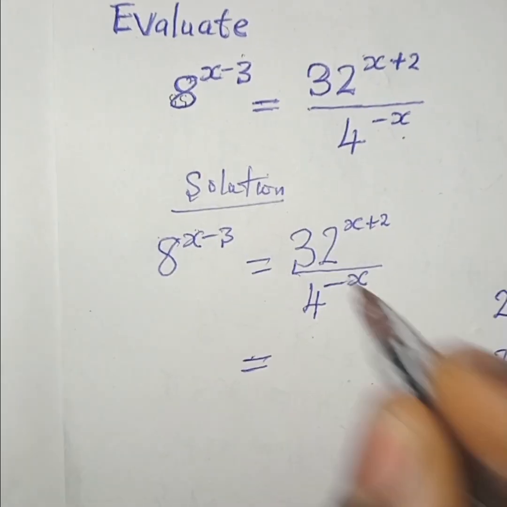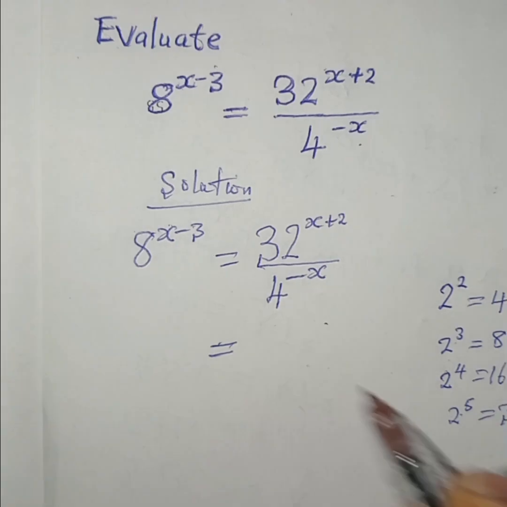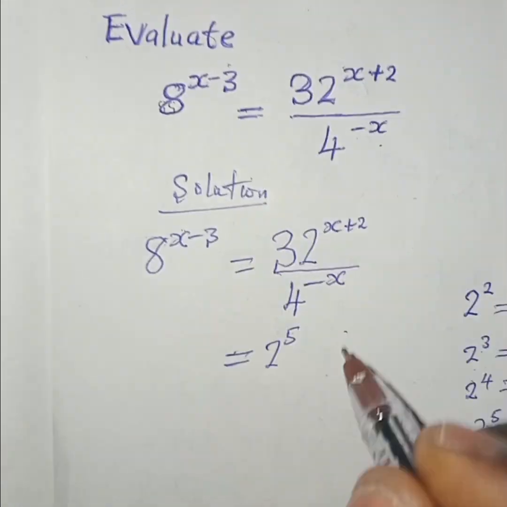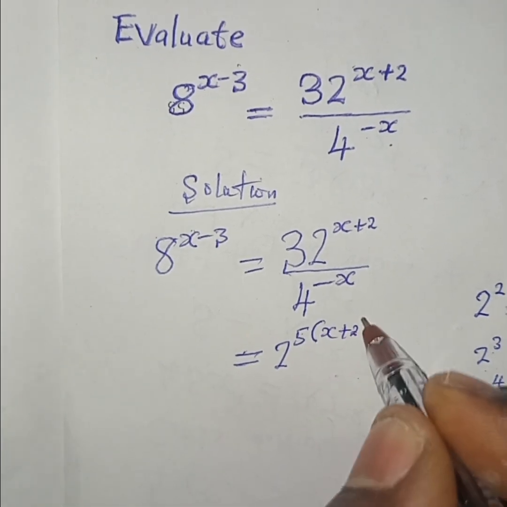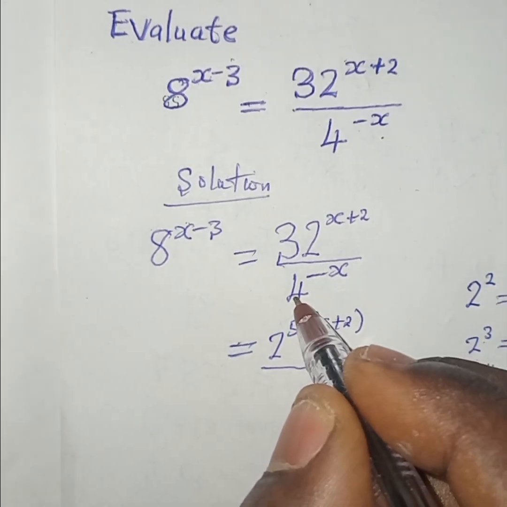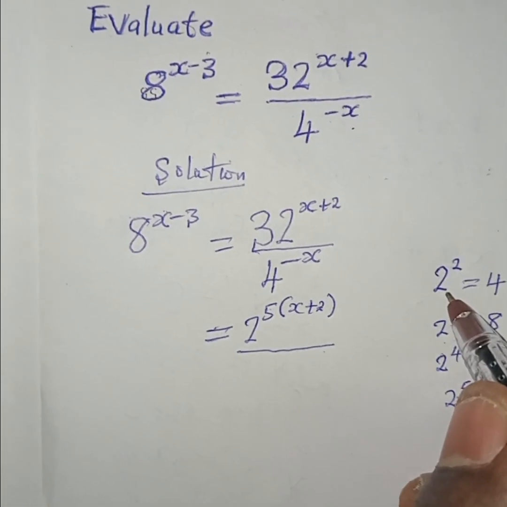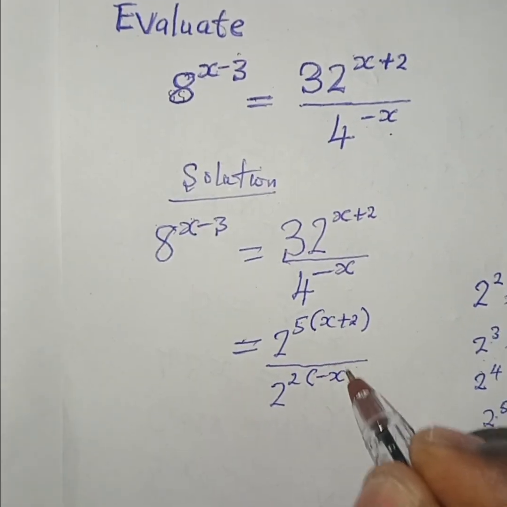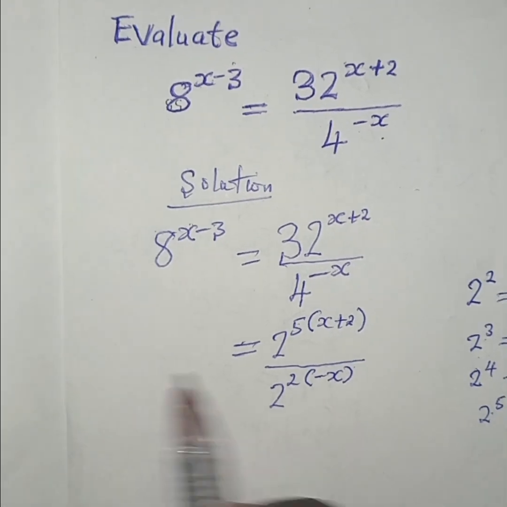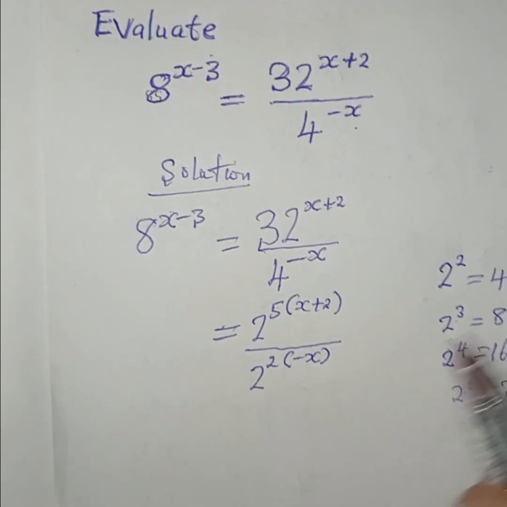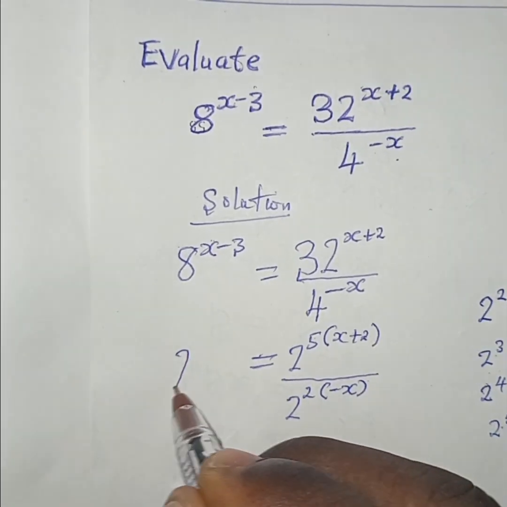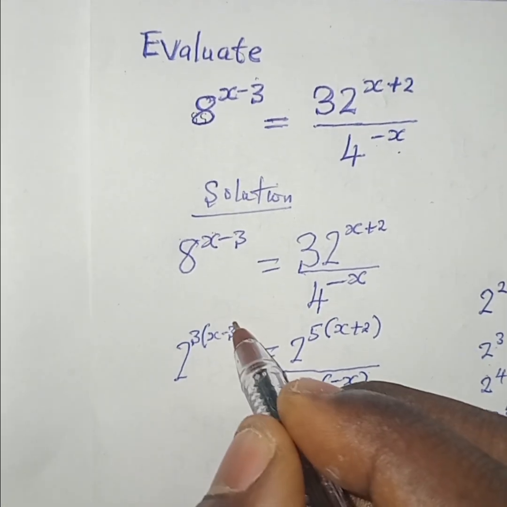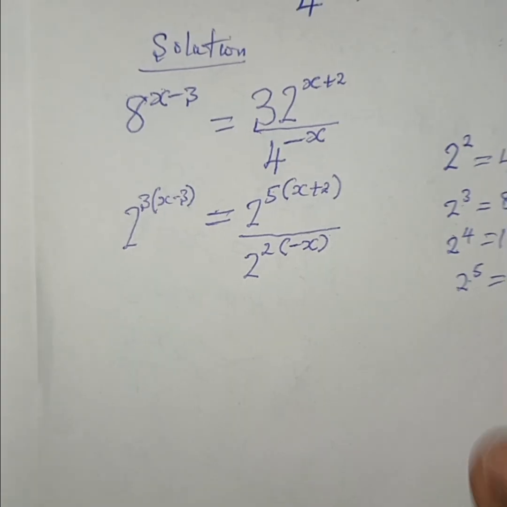In the place of 32, you put 2 raised to the power of 5. Now this already existing power, you put them in a bracket. Then where you have 4, you put 2 square, and you put this in bracket minus x. Then on the left hand side, you put 2 cube in place of 8. So you now put 2 cube, then you put x minus 3 in bracket. Alright.